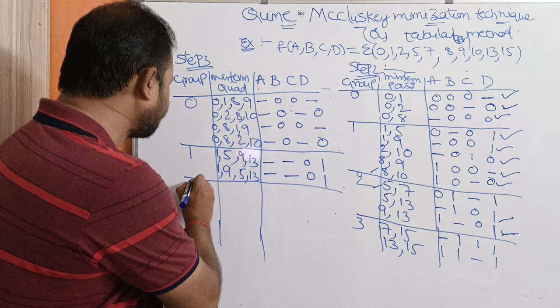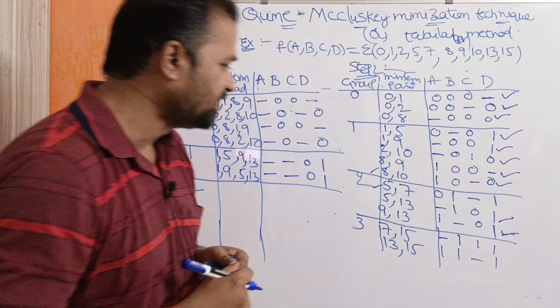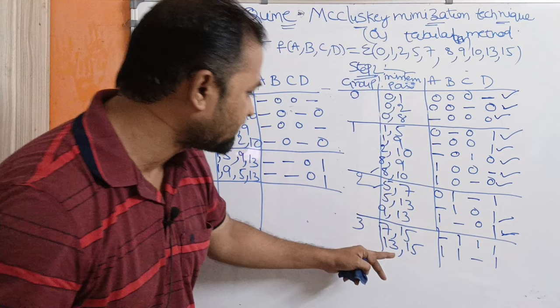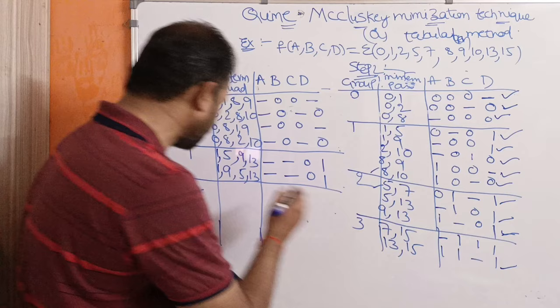So here we have 01 dash 1, 01 dash 1. So in the third position we have dash. So here also in the third position we have dash. So compare 5 7 with 13 15. 5 7 with 13 15. So 11 dash 1. Yes, we can combine these two.